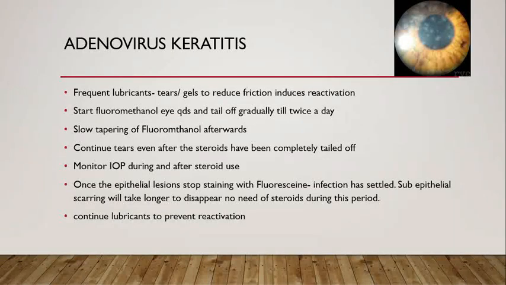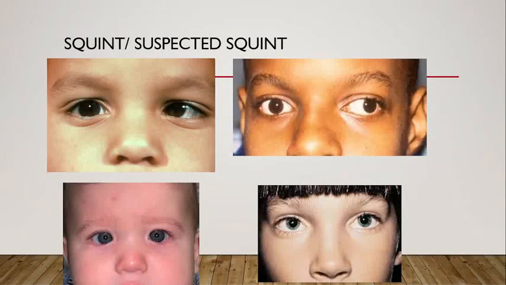Once the epithelial lesion stops staining with fluorescein, the infection is settled. The scarring underneath the epithelium will take a longer time to settle, and they might recur as well.